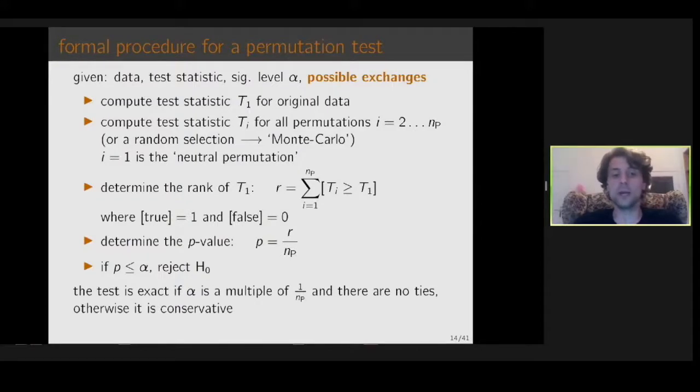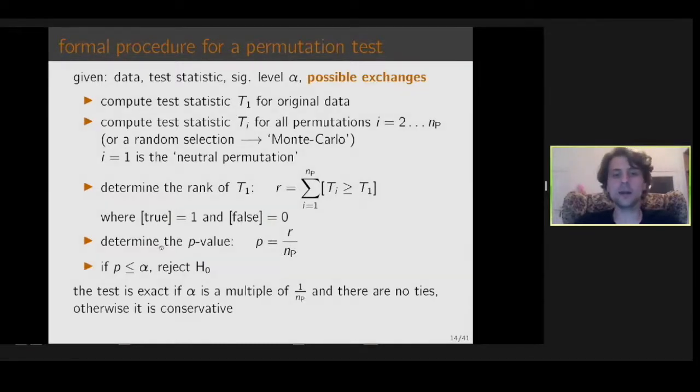Next, we determine the rank of T1 within all test statistics Ti, which happens using this sum. So for each possible permutation, we are checking whether the test statistic Ti is larger than or equal to the test statistic computed from the original data. And if it is, we are adding up 1 to this sum, such that the whole sum would then give the rank of T1 within all the Ti's.